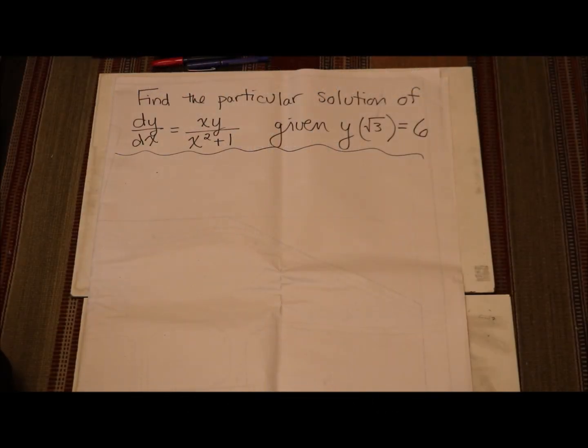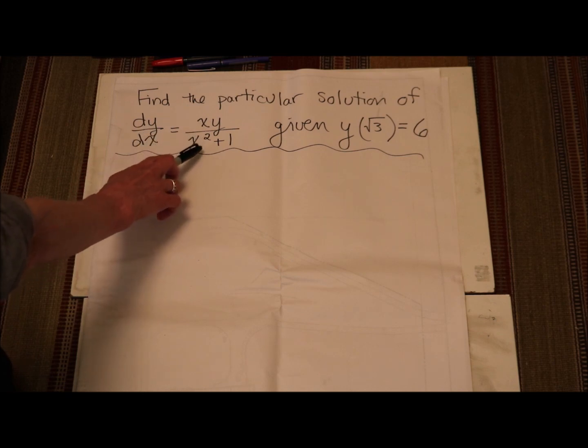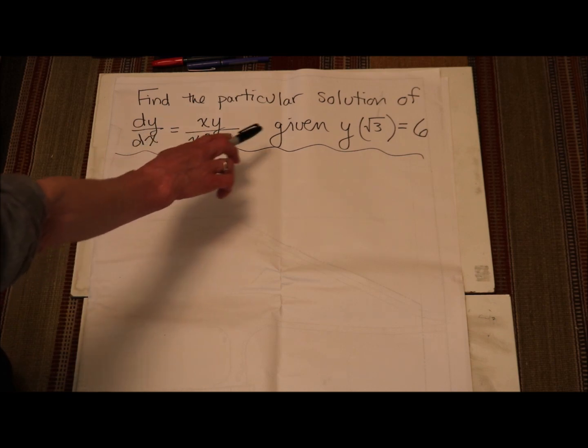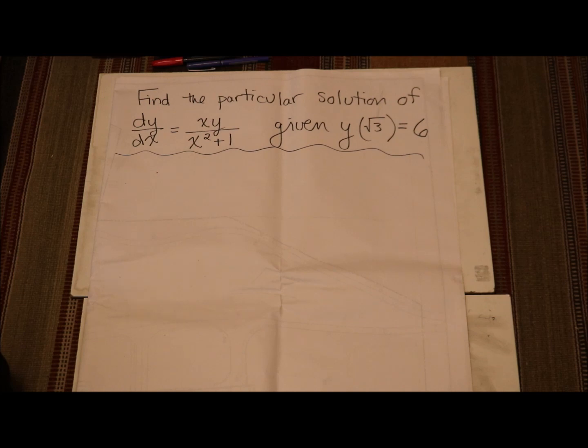At this question. Find the particular solution of the differential equation dy/dx equals x times y divided by x squared plus 1, given the initial condition y of the square root of 3 equals 6. Okay, this certainly looks separable to me.